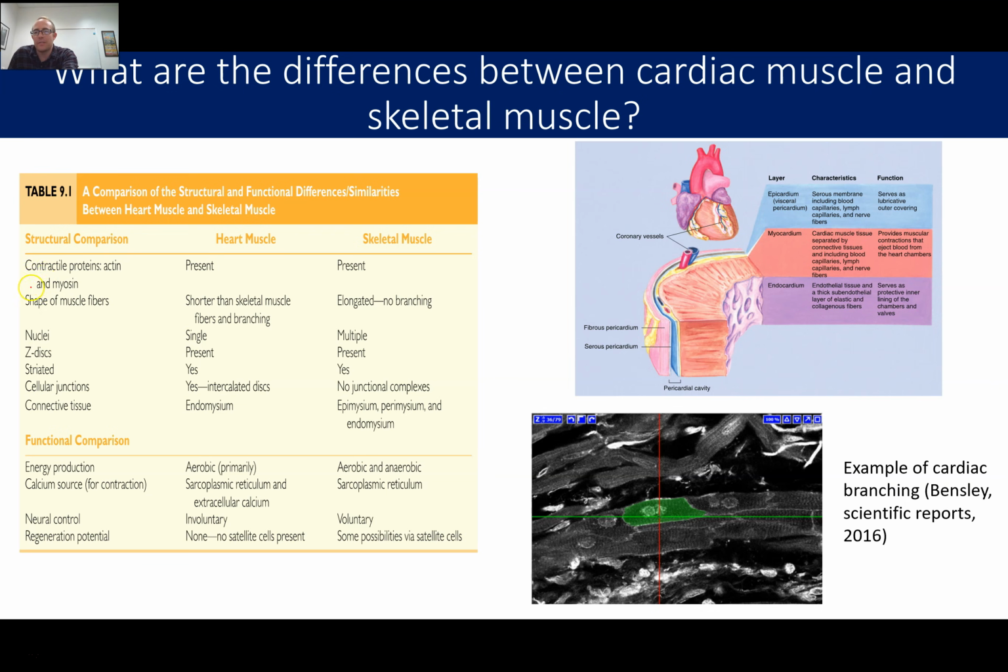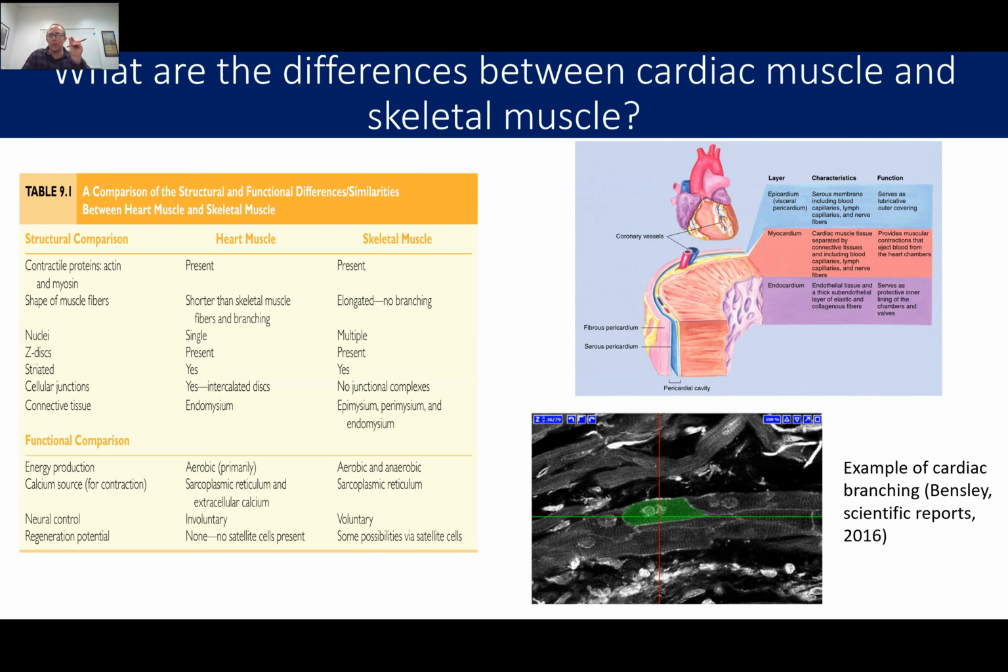So as we said, we have the contractile proteins. The shape of the muscle fibers is different. In your skeletal muscle, like in your sartorius muscle, you can have muscle fibers that are several centimeters long. That's a single cell that's several centimeters. And because they're so long, they're multinucleated. They have multiple nuclei.